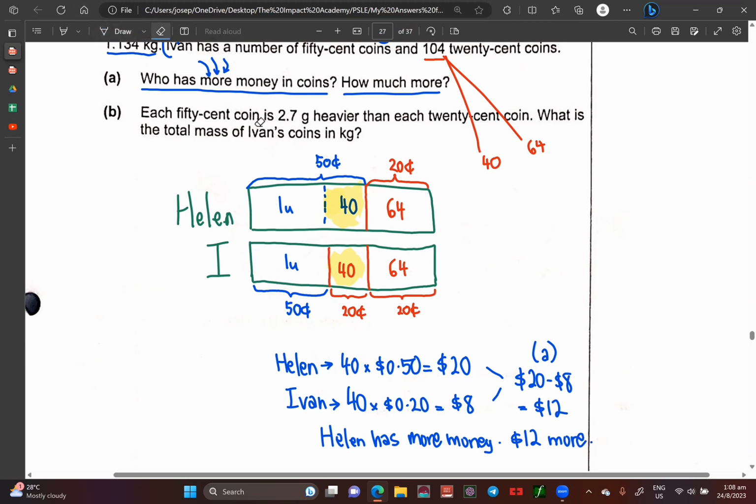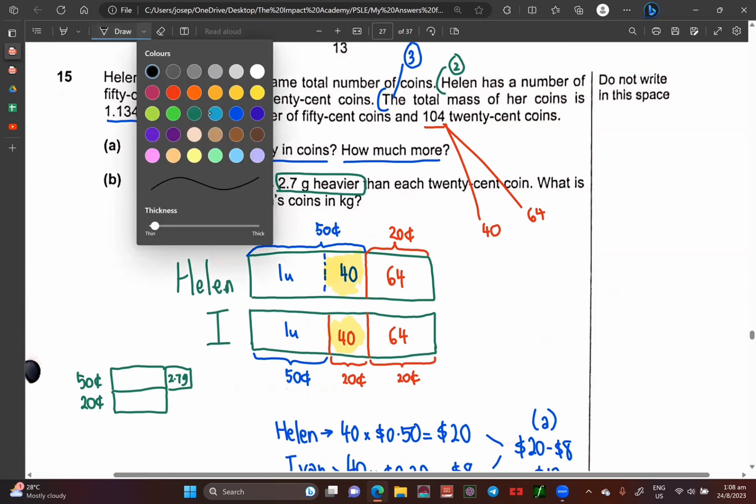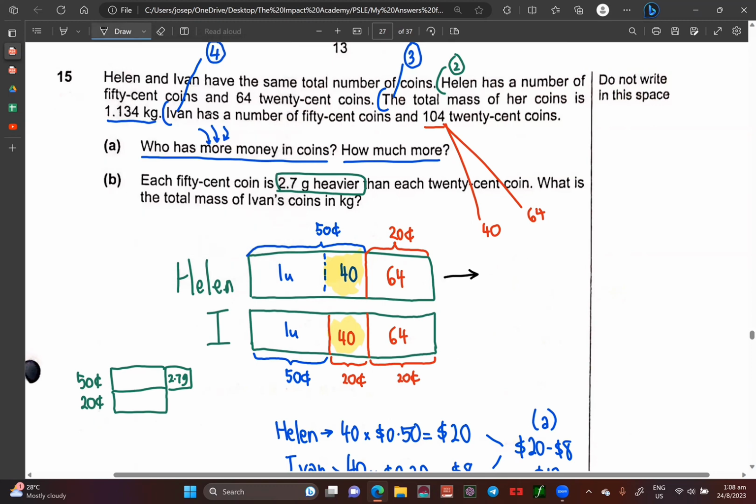It says that each 50-cent coin is 2.7 grams heavier than each 20-cent coin. So for the 50-cent coin, it is 2.7 grams heavier, and the 20-cent coin will just be this. From here itself, you can see that this weight difference is only applicable to one thing. But before I go on to that, I just want to remind you that the total mass of Helen's coins is 1.134 kg.